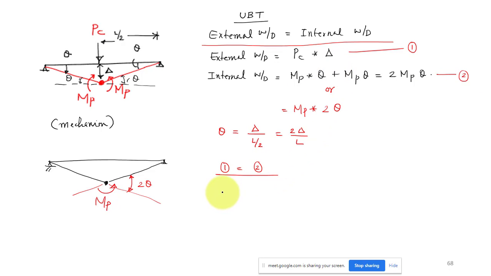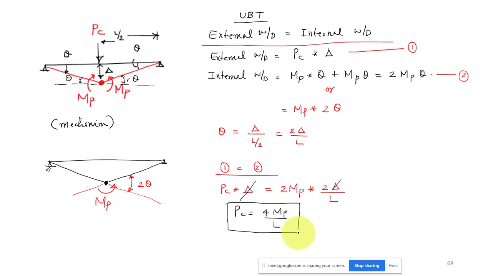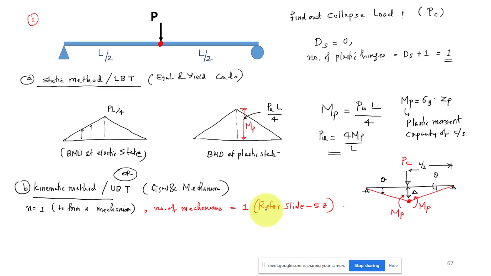So PC into delta is equal to 2 MB into theta, where theta is 2 delta by L. Okay, so this delta will get cancelled, and PC is equal to 4 MB by L. So that is your solution from the upper bound theorem, and the solution from the lower bound theorem is also the same.